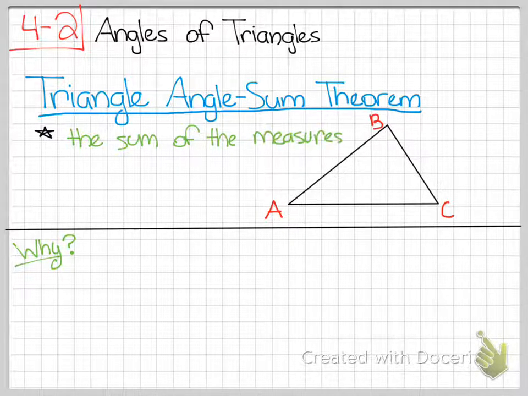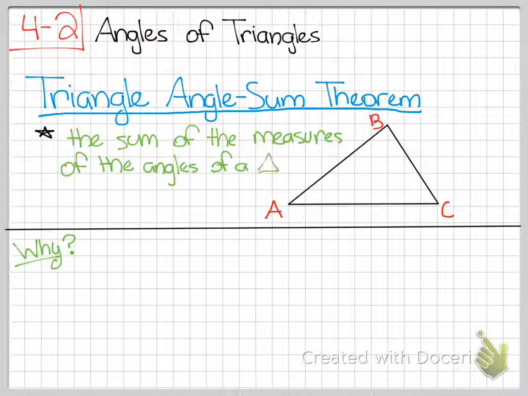of the angles of a triangle, and I'm going to do a little triangle symbol, is 180. Okay, that's super, super important. No matter what kind of triangle it is, all the angles will always add up to 180 degrees.